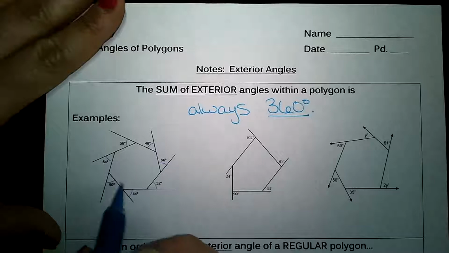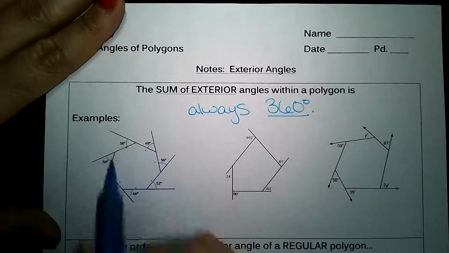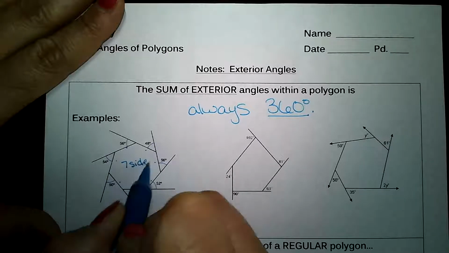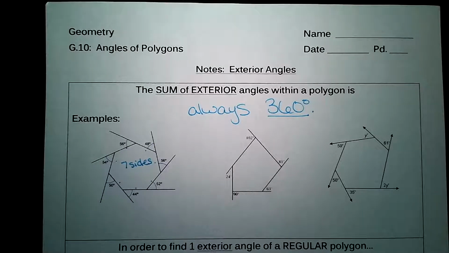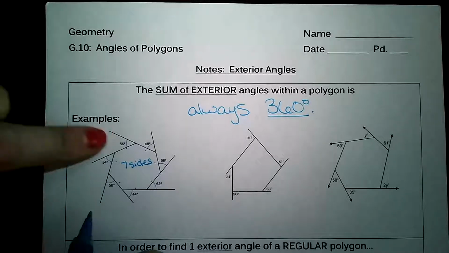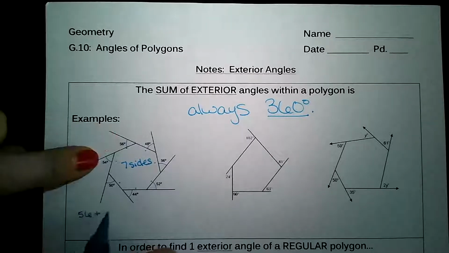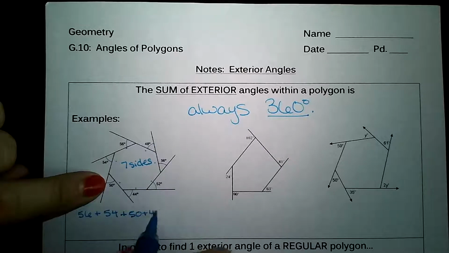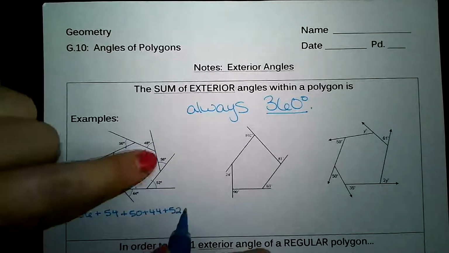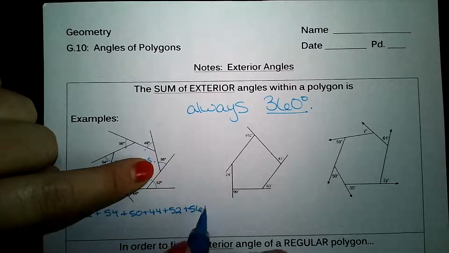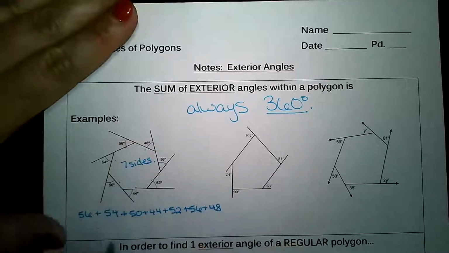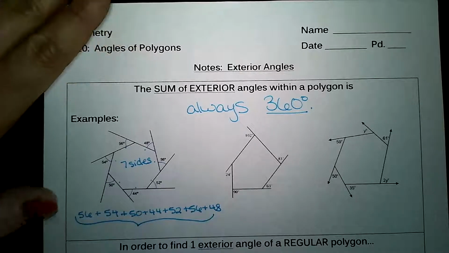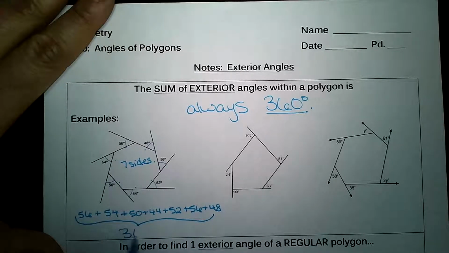This is a 1, 2, 3, 4, 5, 6, 7-sided shape. That means it has 7 exterior angles. Well, the ones listed here are 56, 54, 50, 44, 52, 56, and 48. The sum of all exteriors, check it with your calculator if you don't believe me, is 360 degrees.